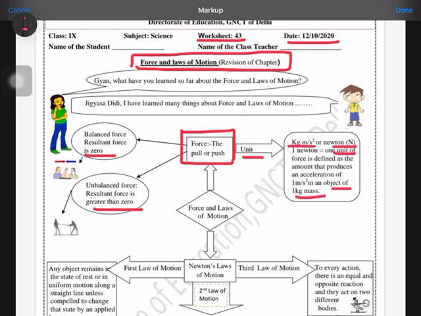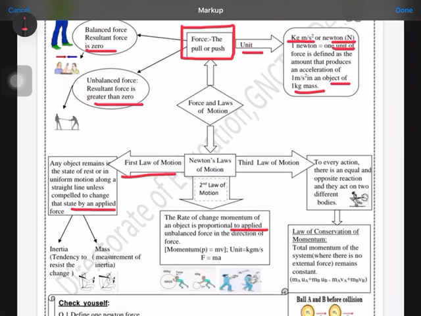So let's talk of the different laws of motion. First law of motion says that an object remains in state of rest or in uniform motion along a straight line until and unless it is compelled to change its state by the applied force. Second law says that the rate of change of momentum on an object is proportional to the applied unbalanced force in direction of force. That means the momentum will change only when the applied force is there, and in the direction of the force will the momentum change.